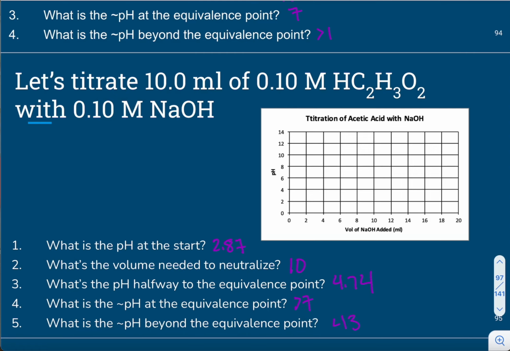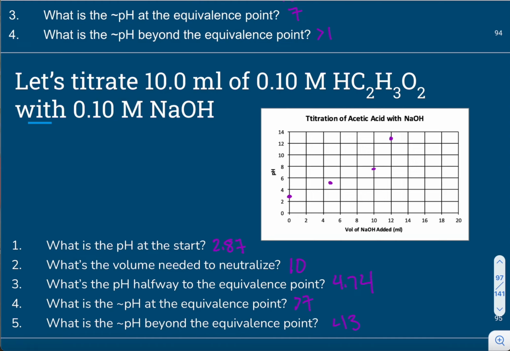Okay? So we are going to start with 0 at 2.87, so right about there. The half equivalence point, which is going to be 5 mils, is going to be 4.77, so right about there. At the equivalence point, it's a little higher than 7, so at 10, right there. And then after, we'll do a little less than 13.